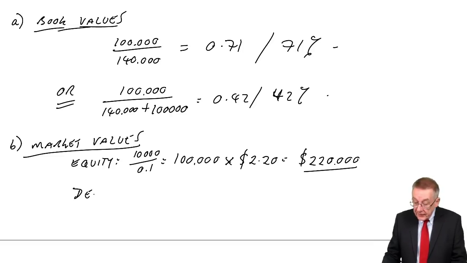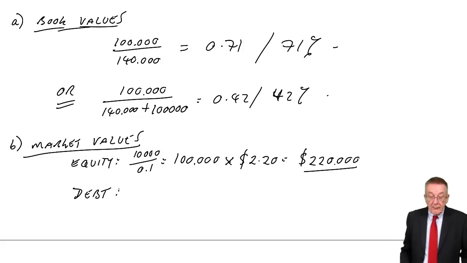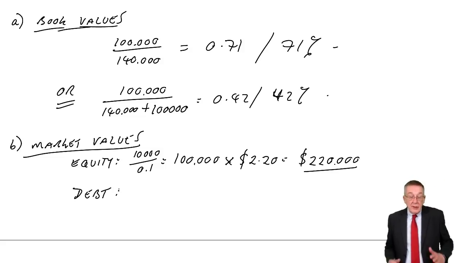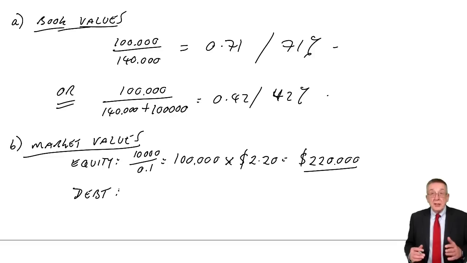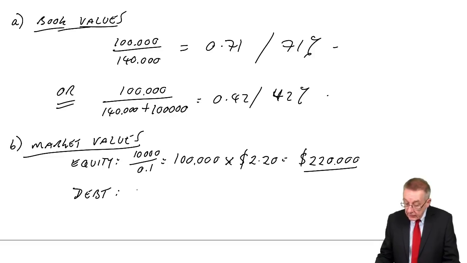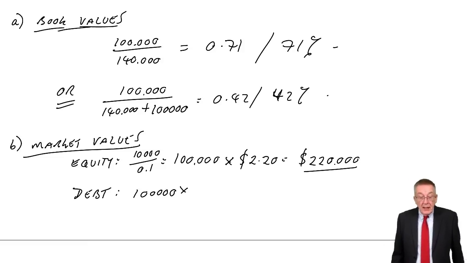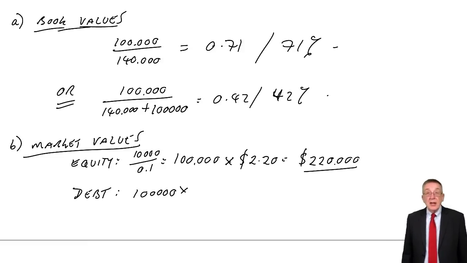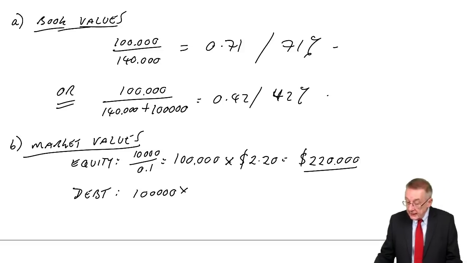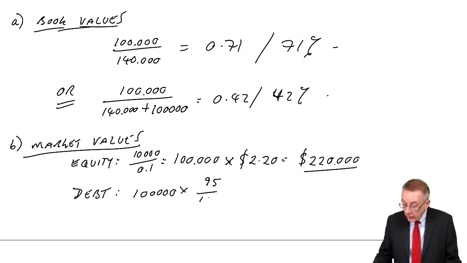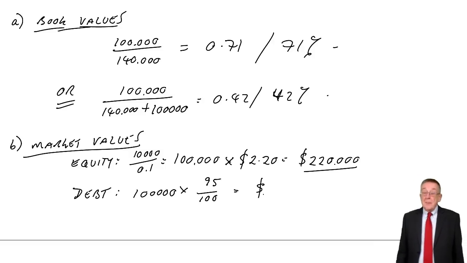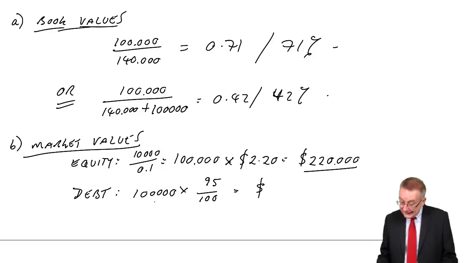What about the market value of the debt? Again, the figure on the statement of financial position will be the nominal value, 100,000. But the debentures have a market value of 95%, so 95 for every 100 nominal value. And so the market value is what? 95,000.